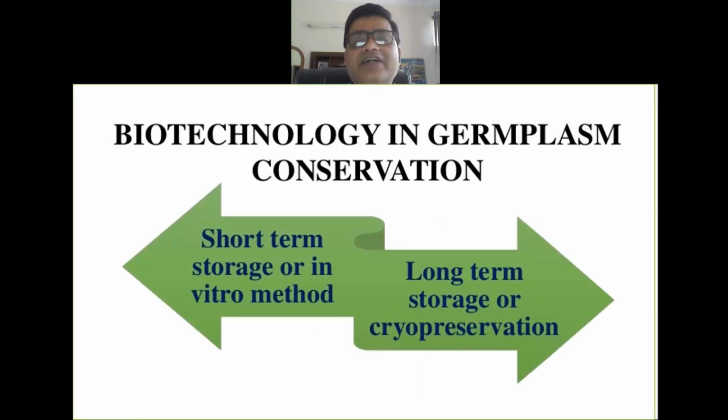Okay. Now, biotechnology germplasm conservation. What do you mean by biotechnology germplasm conservation? Try to know the short term storage or in vitro methods. We are going to use glycerol, sorbitol, or dimethyl sulfoxide as a cryoprotectant, so there is no formation of ice crystals when you put that sample along with those chemicals at minus 196 degrees Celsius in liquid nitrogen.